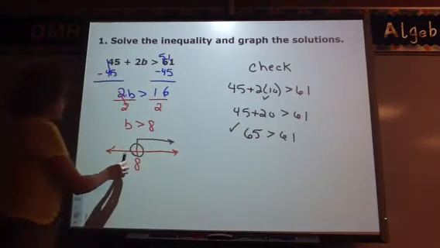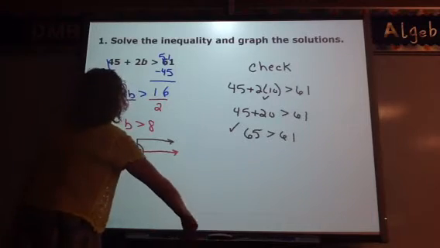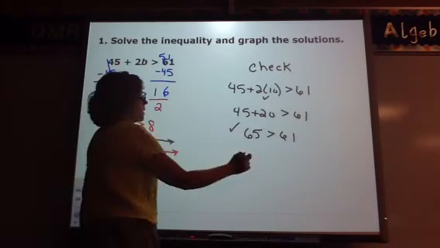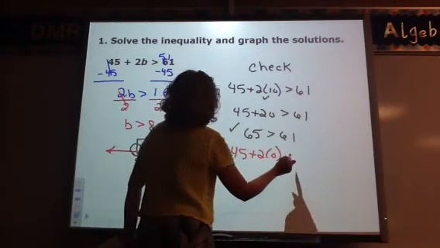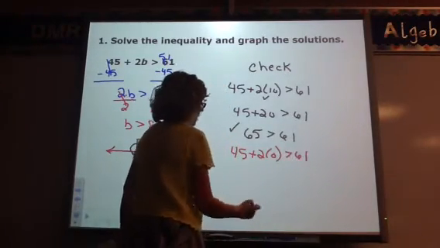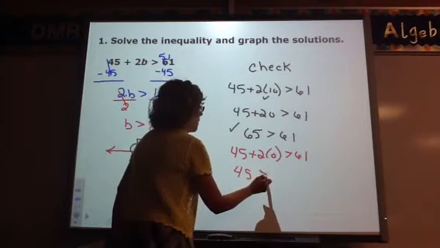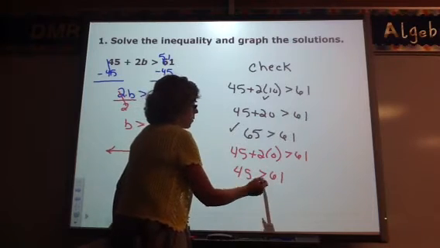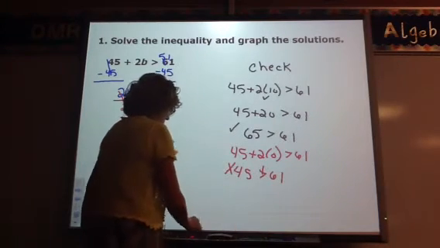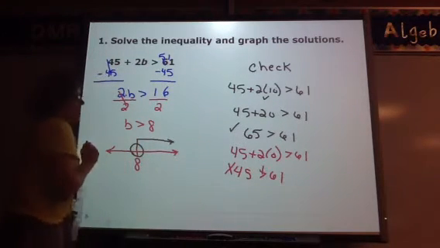Now, let's pick a number to the left that is less than 8 to see if it's going to give us a true statement. All right, so let's pick an easy number. Let's substitute in 0. Okay, so 2 times 0 is 0. 0 plus 45 is 45. Guys, is 45 greater than 61? No, this is not a true statement. Therefore, your solution set are the numbers greater than 8.